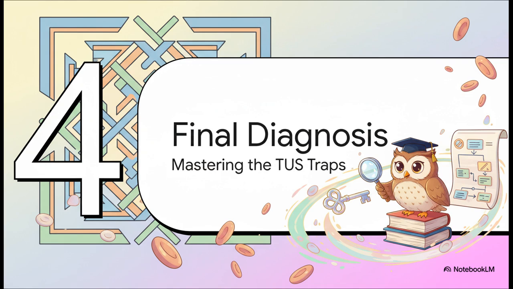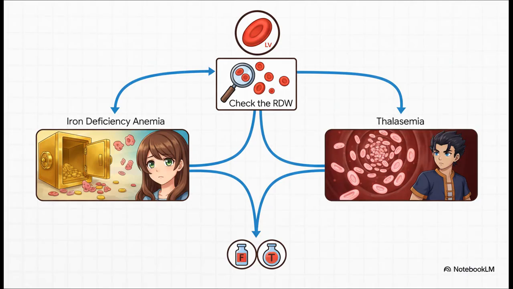Now, let's just summarize the key takeaways. The absolute must-knows, to lock in this knowledge and master those traps. Remember this simple algorithm, and you will navigate these questions with confidence. The second you see a low MCV, your eyes should immediately go to the RDW. Is it high? Think IDA. Is it normal? Think thalassemia. That first step guides your entire thought process.